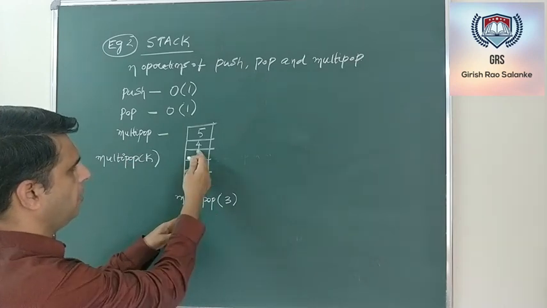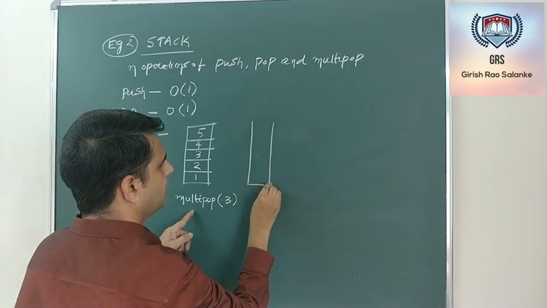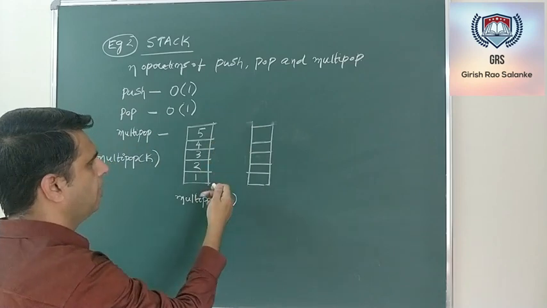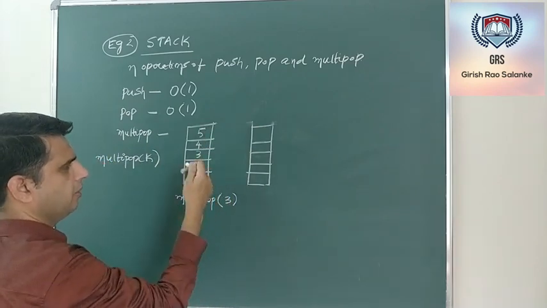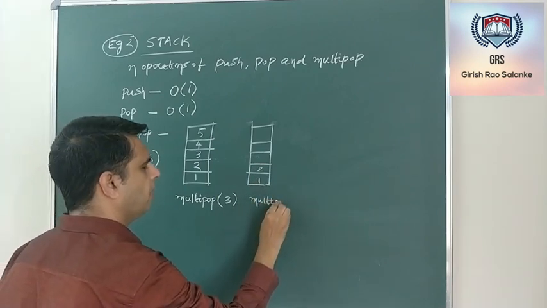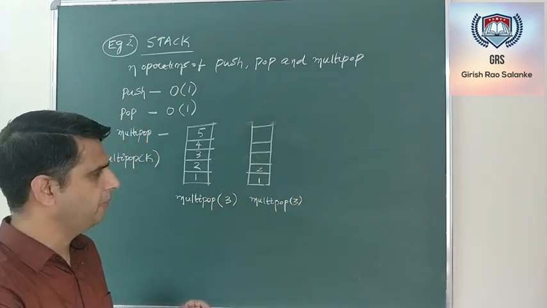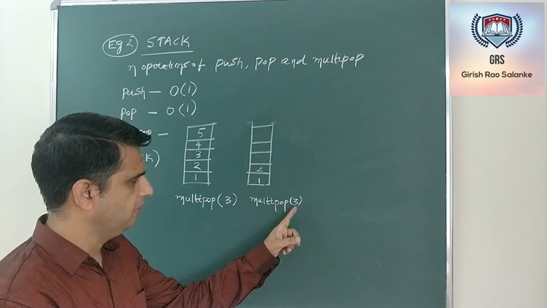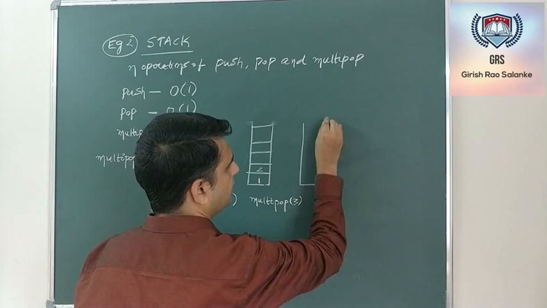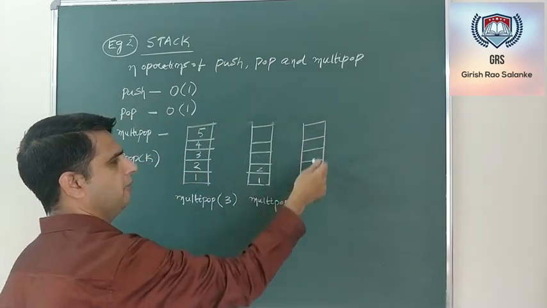Now if I perform multi-pop of 3 on this particular stack, it implies that 3 elements will be popped from the stack. So, 5, 4, 3 are being popped. I will be left with 2 and 1. Now, in this function, if I call multi-pop of 3, how many elements will be popped? Even though I am specifying the number of elements to be popped as 3, as there are only 2 elements in the stack, 2 elements get popped and I will be left with an empty stack.